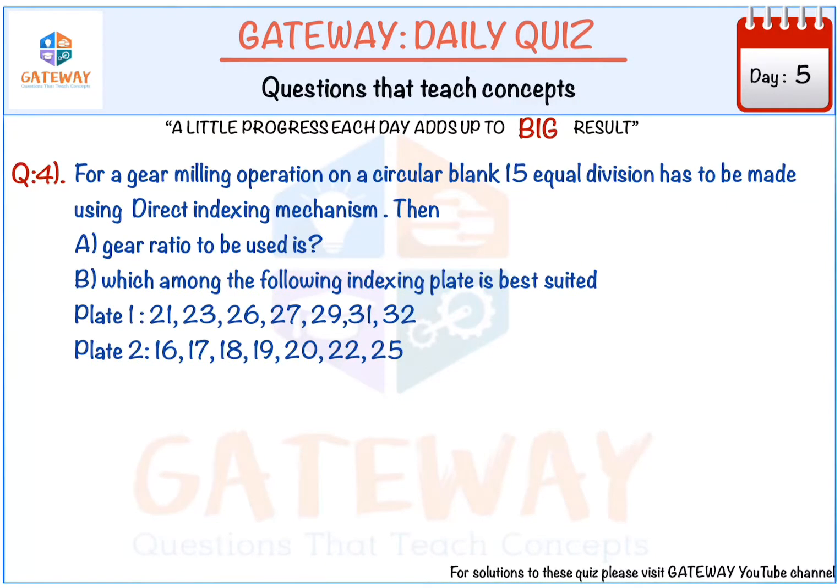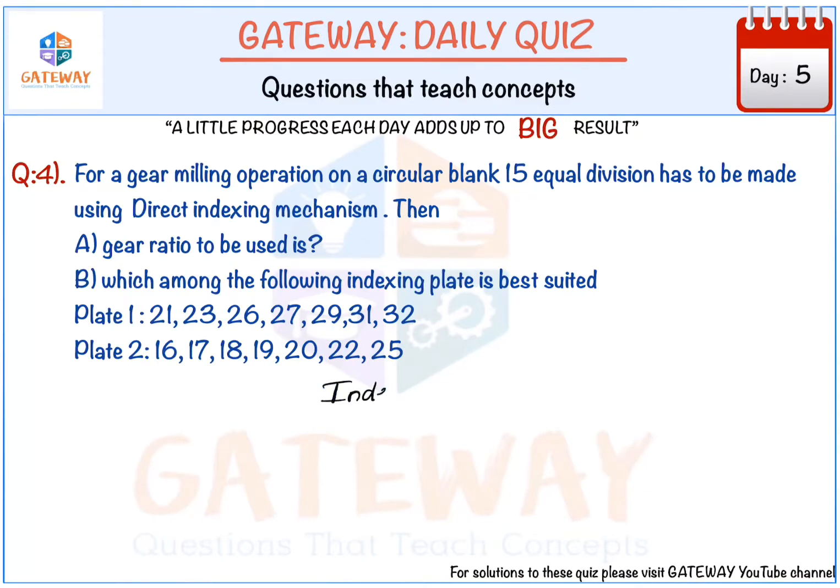For a gear milling operation on a circular blank, 15 equal divisions has to be made using direct indexing mechanism. Generally in milling machine, we also perform gear milling, where we place a circular blank, and each time the cutter cuts one tooth, a single tooth each time. Once we've cut one tooth, we have to uniformly rotate the workpiece such that equal number of divisions are cut and each tooth has the same thickness. So for that, we use a mechanism called indexing mechanism.